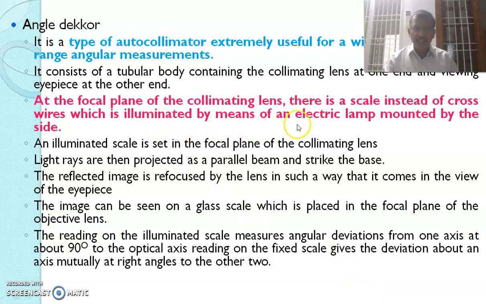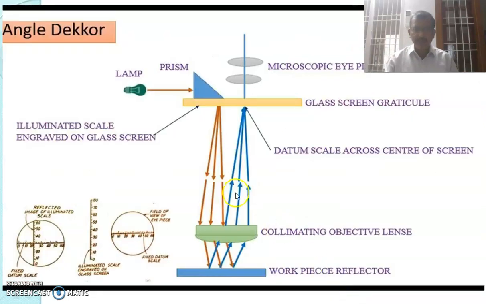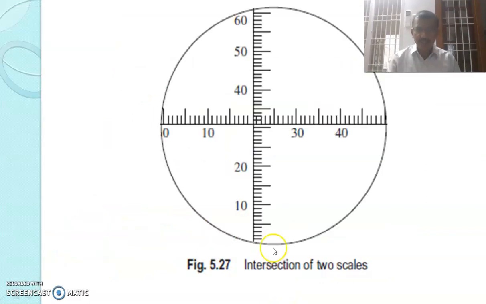There is an illuminated scale in the autocollimator. We will see it in the next diagram. So there is an illuminated scale. It is a horizontal scale, as you can see in the next diagram.